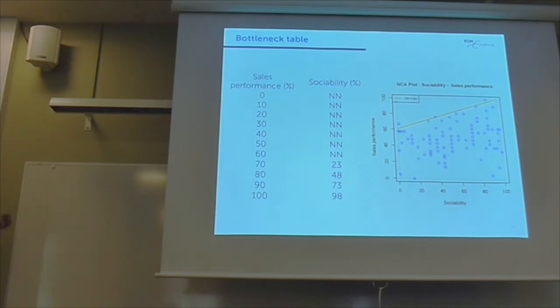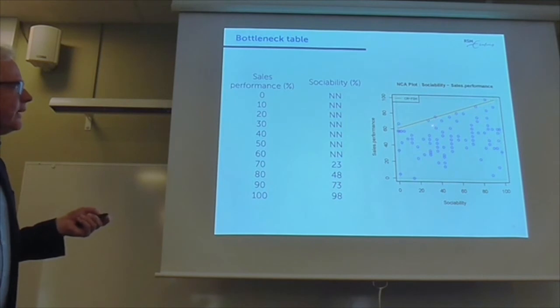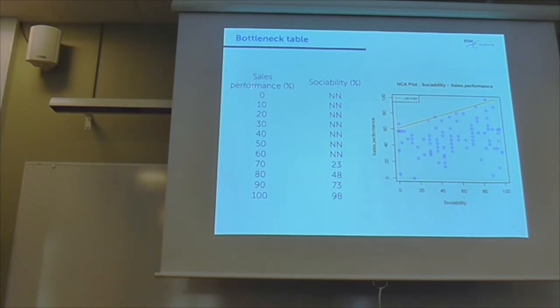We also formulate what we call the bottleneck table. Basically, that is the ceiling line, but in tabular format. So here you have the sales performance from 0 to 100, and here you have the X, the sociability, also from 0 to 100. What it says here, for example, is that if you want to have 40% sales performance, if that's the ambition of the organization, sociability is not necessary, because for any value of sociability, it is possible to have 40% sales performance. So if you are an organization that is not that ambitious regarding sales performance, you don't care about the sociability of your sales force.